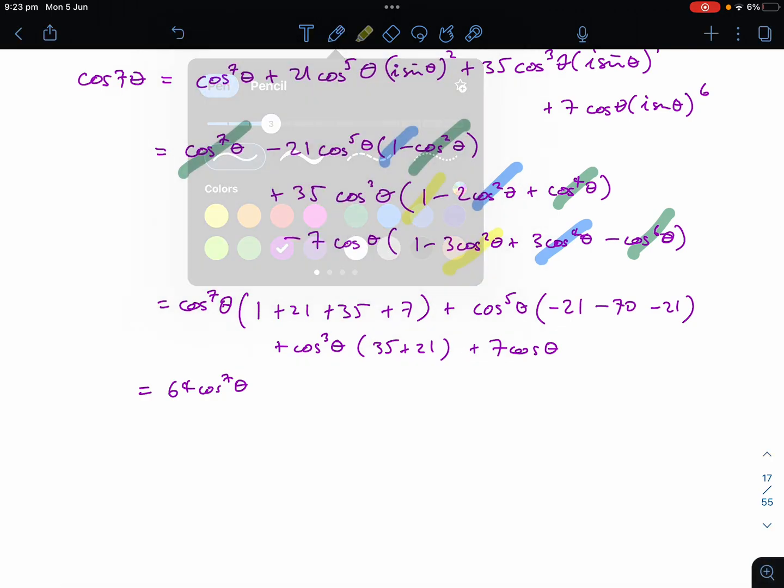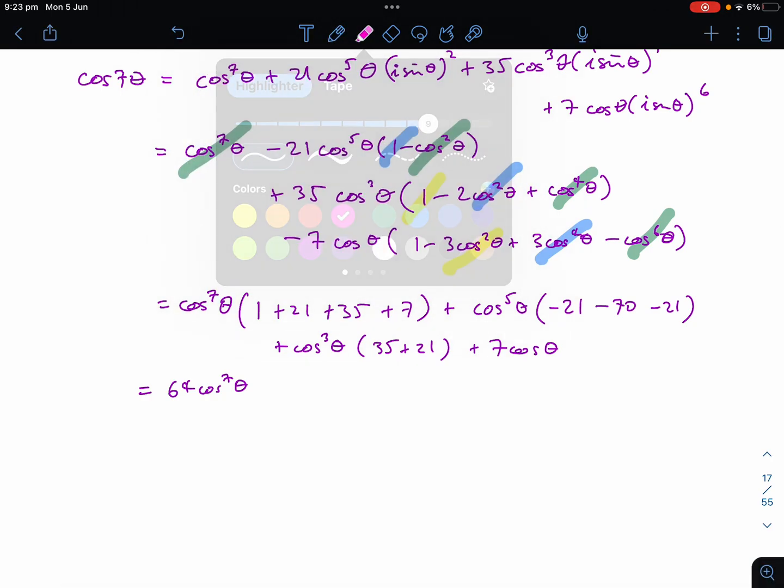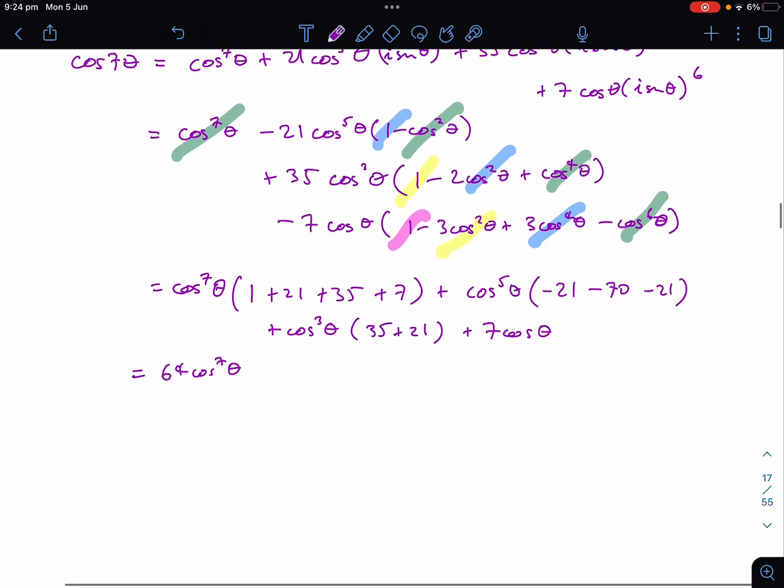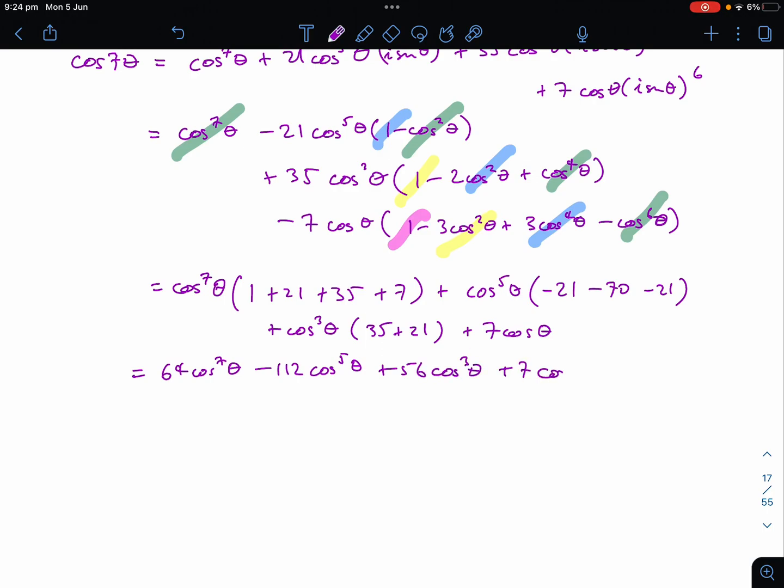The last one we're left with being that one. Okay, so that's all of the terms. So then we've got 64, 42, so minus 112 cos to the power of 5 theta plus 56 cos cubed theta plus 7 cos theta. I'm checking my signs. That's a minus 7 cos theta.